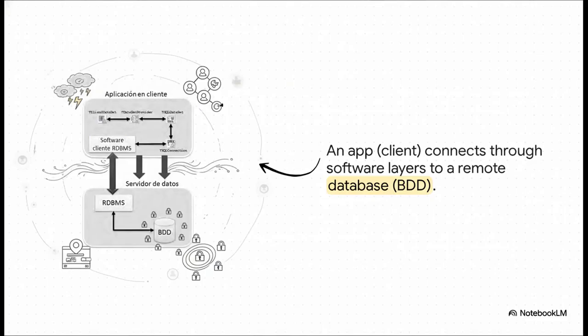You see, most apps don't actually store all their data on your phone. Instead, the app on your device is a client. As this diagram shows, it sends requests out over the internet to a powerful remote server. That server is where the central database is. You can see it labeled here as BDD for base de datos. That's where all the real information lives. This constant back and forth is how your weather app gets the latest forecast or your social feed updates.